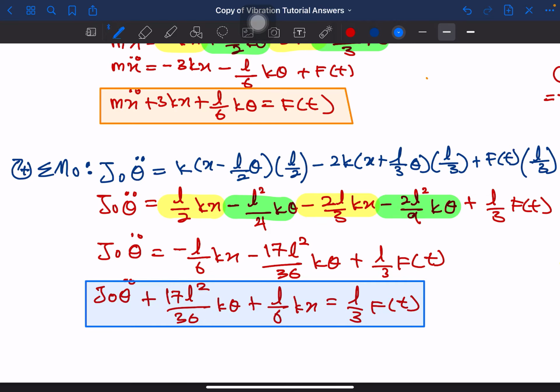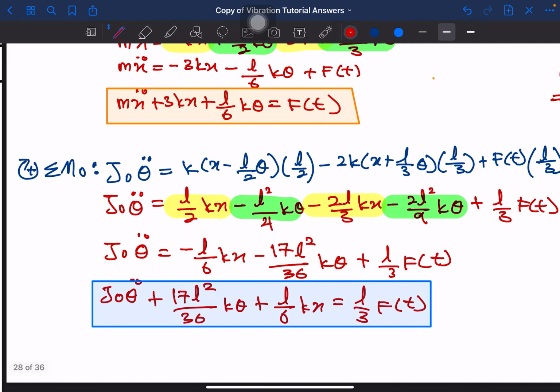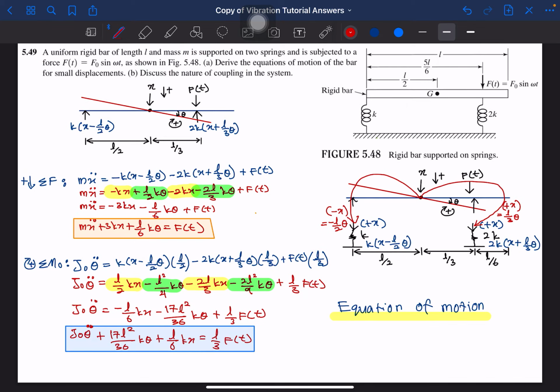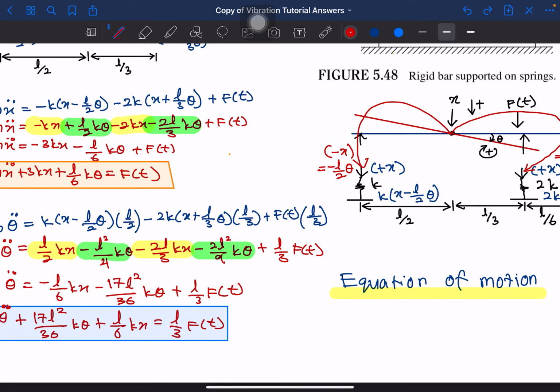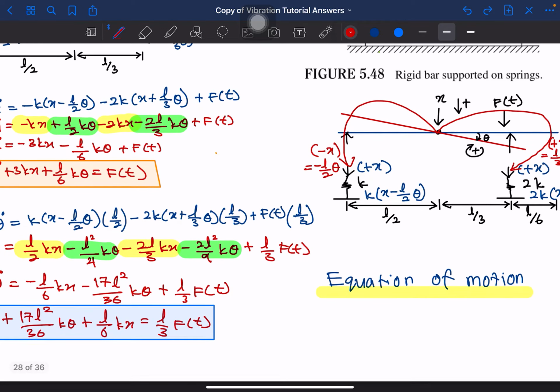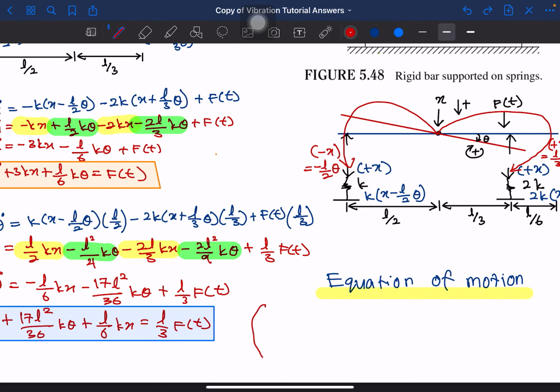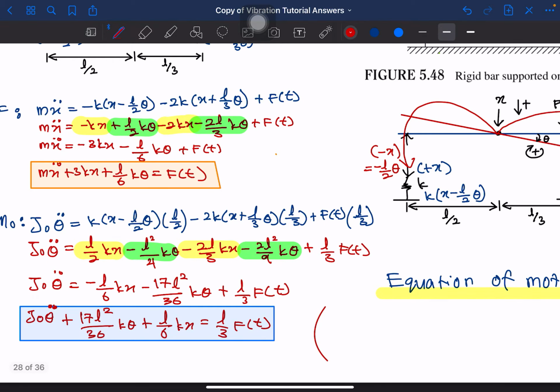Okay then, next. You already have your EOMs, okay? So put it in matrix form because this is a 2 degree of freedom system, as we told in your lecture. If it is 2 degree of freedom, better put your EOM in matrix form. For your mass matrix, the first column will be for x double dot, the second column will be for theta double dot. I'm going to put it here: x double dot first, and then theta double dot.